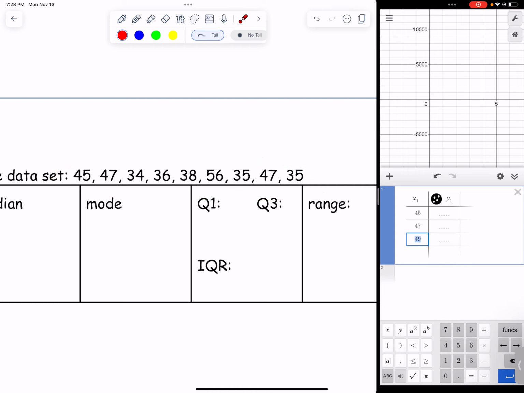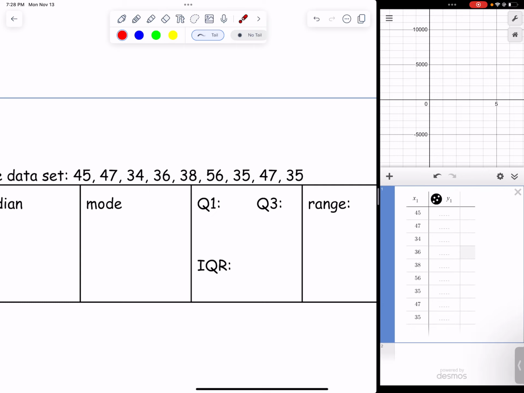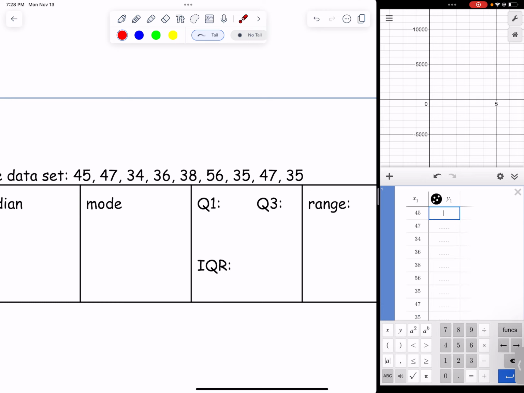So 47, 34, 36, 38, 56, 35, 47, and 35. And then count your numbers. 1, 2, 3, 4, 5, 6, 7, 8, 9. And then I've got 1, 2, 3, 4, 5, 6, 7, 8, 9. Okay, I think I got everything I need.